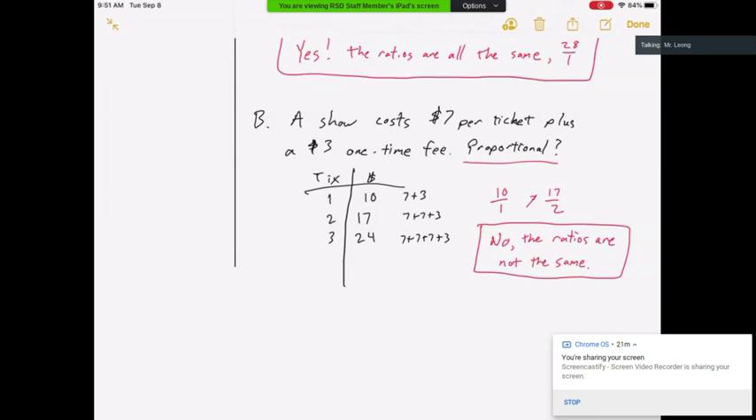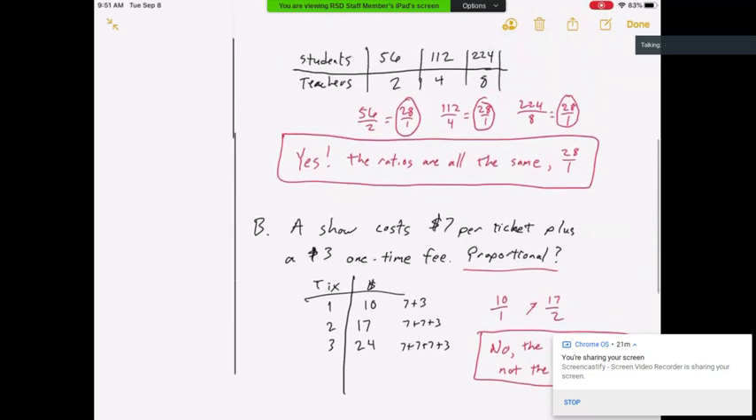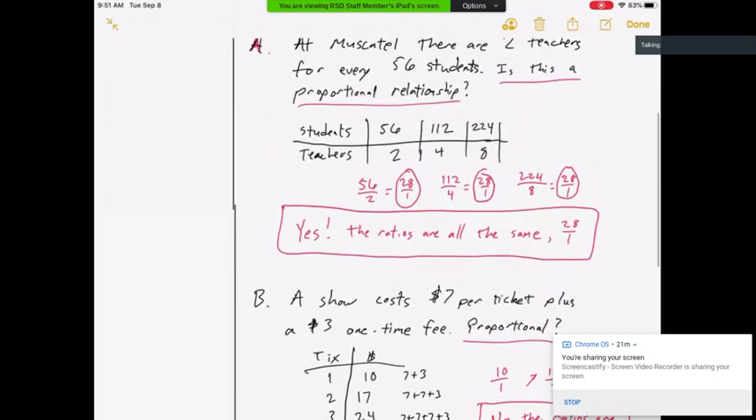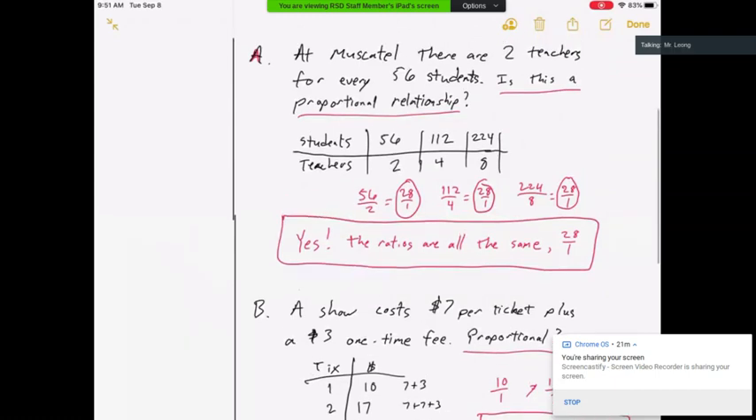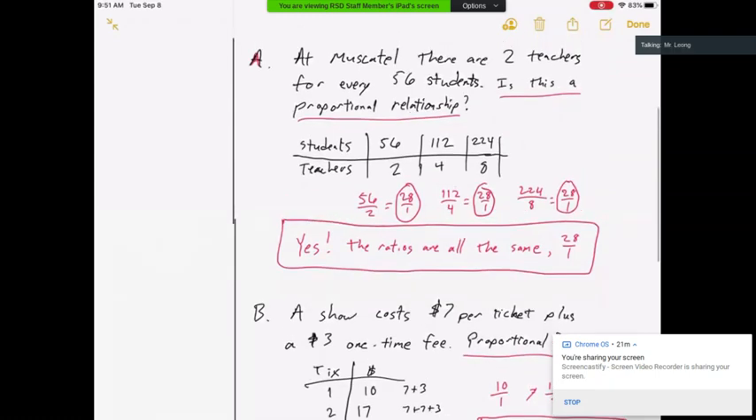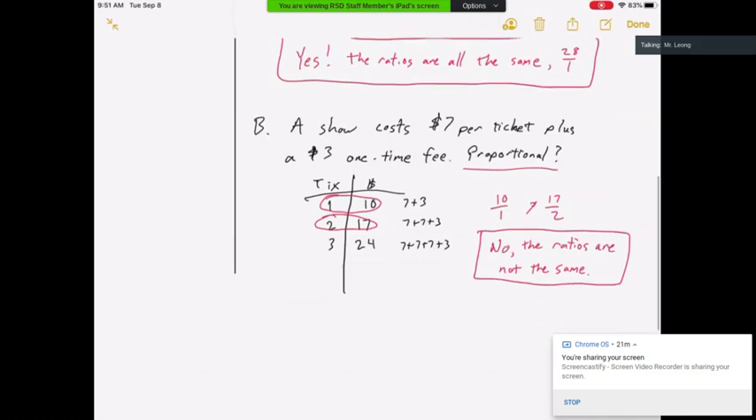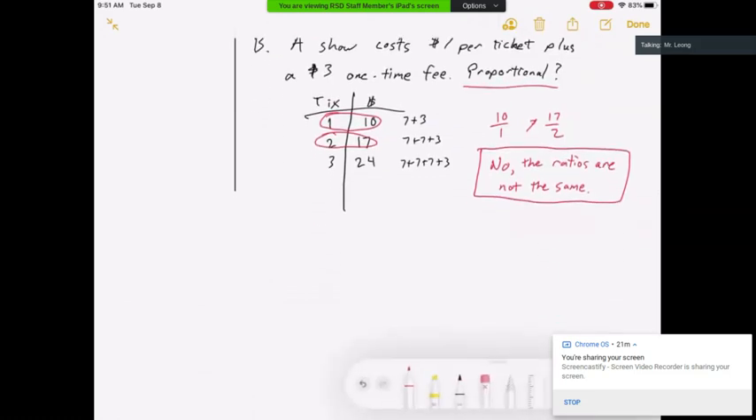Okay. So if you look at these 2 examples, letter A, yes, the ratios are the same. They're all 28 over 1. And on letter B, no, they're not the same. And all I'm doing is making a fraction out of these numbers. That's it. And I'm just seeing if the fractions are the same. If they're the same, then we're good to go. If they're not, then the answer is no. Okay. Let me give you one to do on your own, and that'll be kind of like the end here. Just one real quick one.